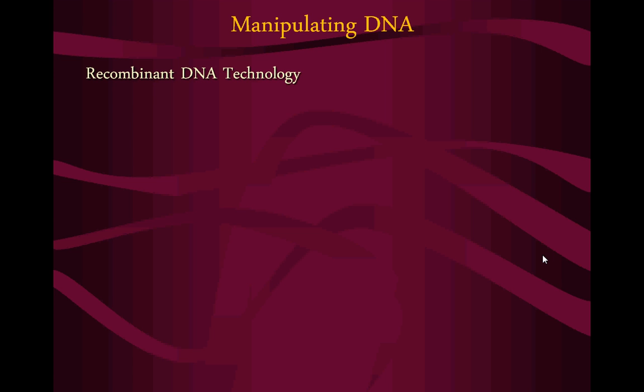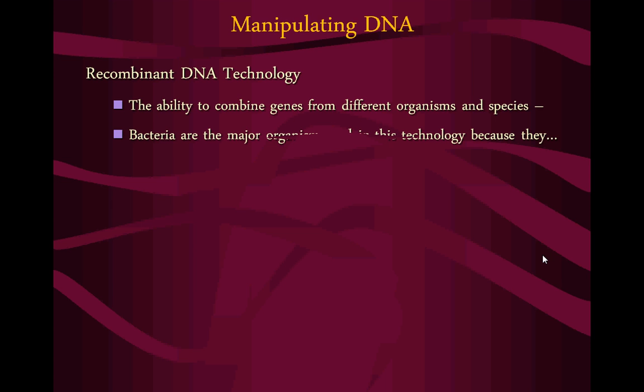And the type of technology, as I mentioned, is called DNA technology, and it's called recombinant. I want you to think of the word combine. What that means is that you can actually take genes from different organisms and put them together. You might say, why would you want to do this?